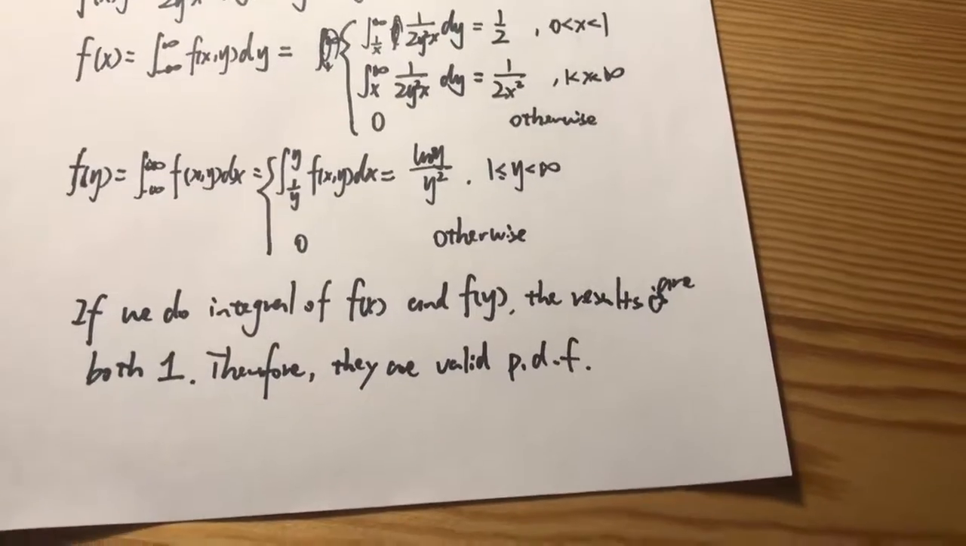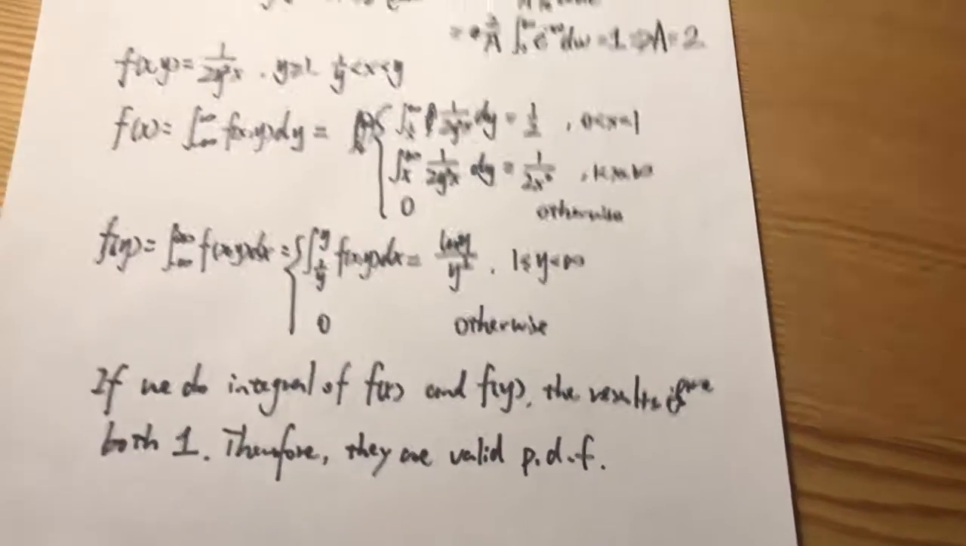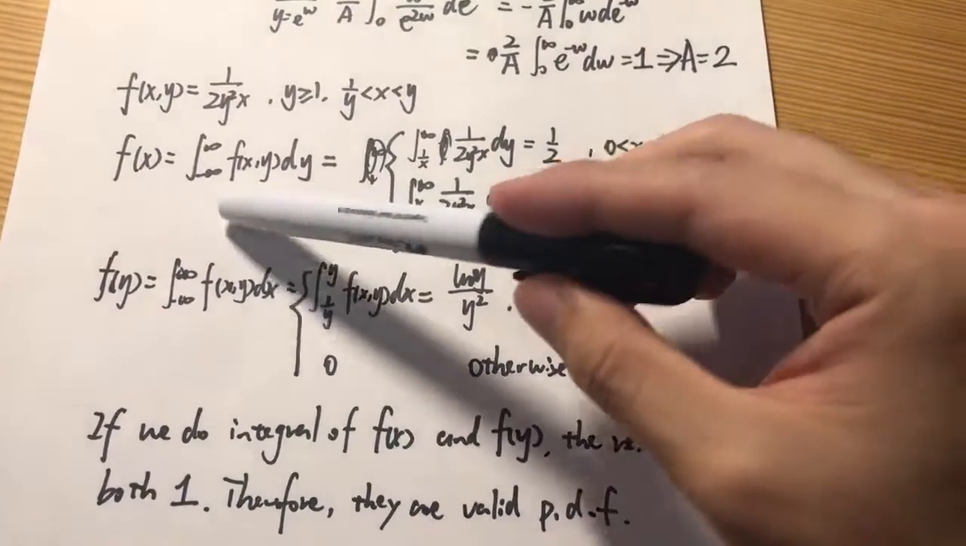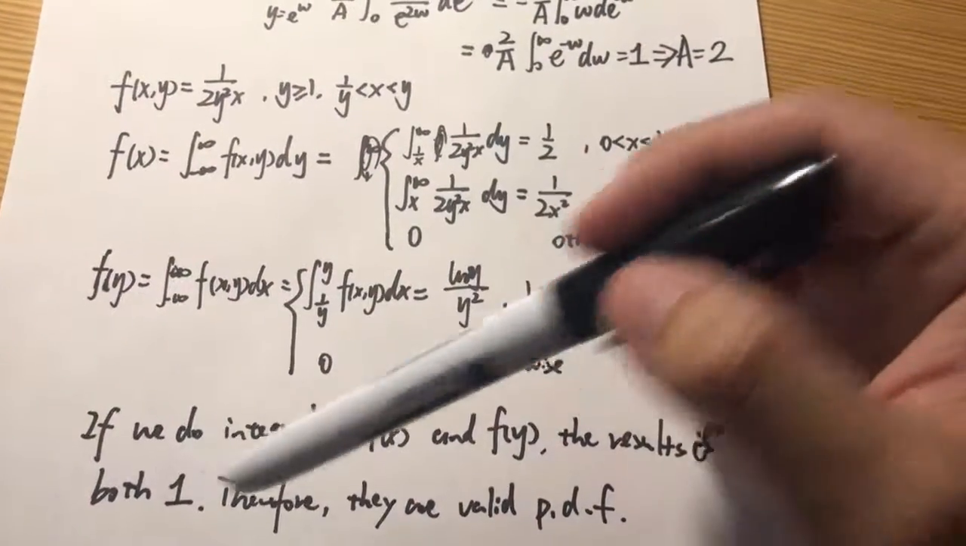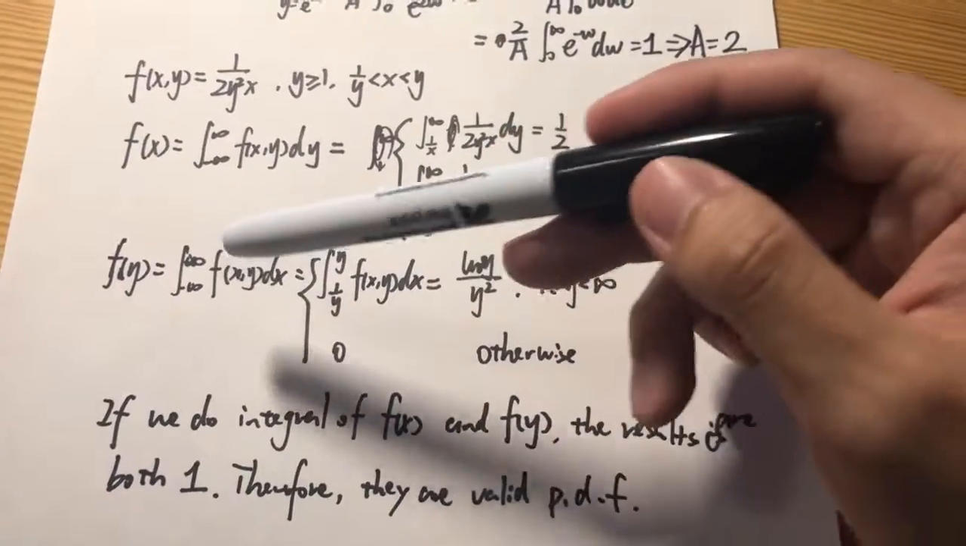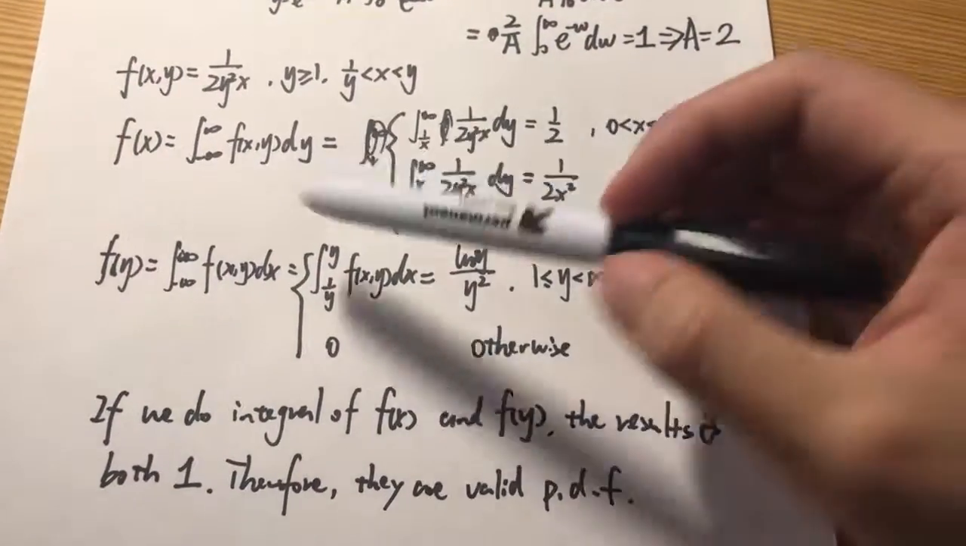And if we do the integral over x or y here, we get the final result of 1, so we can prove it simply. So these two are valid density functions.